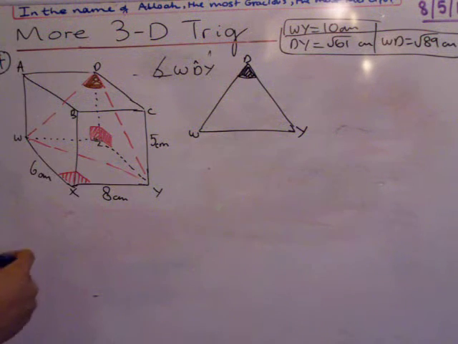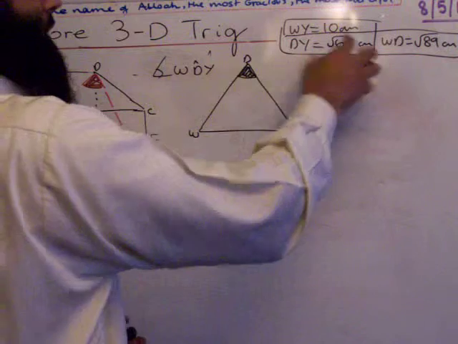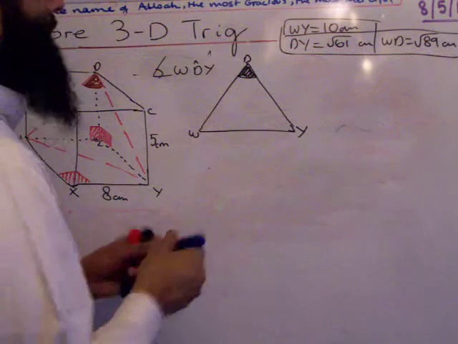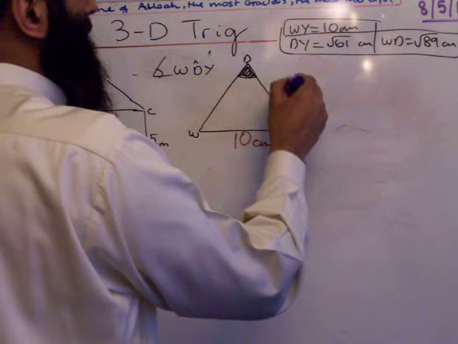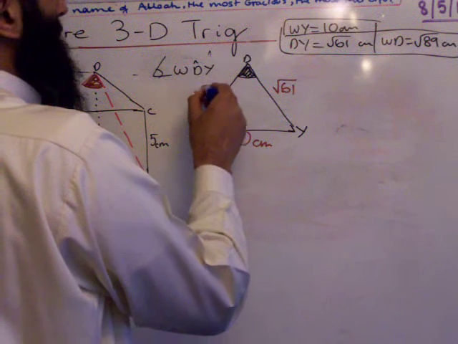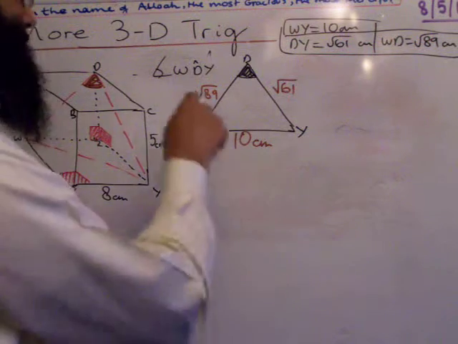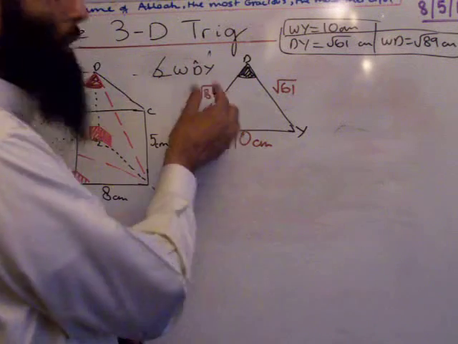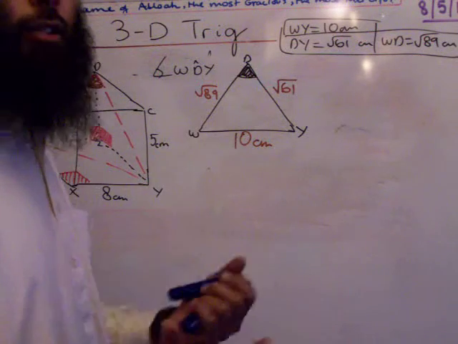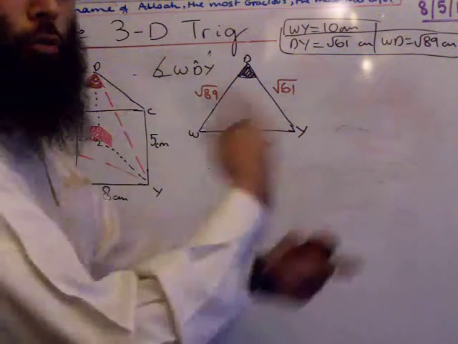This is the last part of the question. So what I'm going to do now is take the measurements from the first part of the question and write them on there. So WY was 10 centimeters. DY was root 61. WD was root 89. Now you will see the power of not continuously giving rounded off values. Because I'm going to use those values again in another calculation, by not rounding them off and using the original exact value, we will get a much more accurate answer in the next part of the question, because the answers from the first part are now going into the second part and being reused.